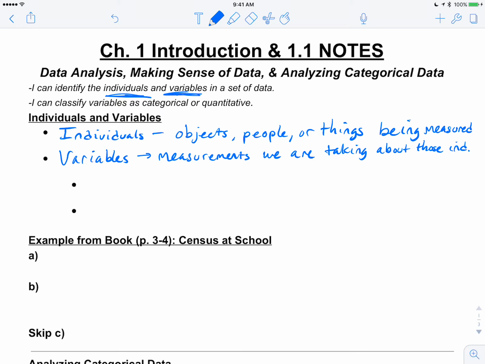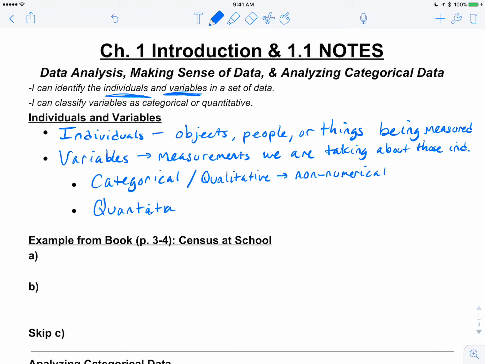Now, variables come in two different types. The first type is categorical. You may previously know it as qualitative. All this information is non-numerical. So colors, favorite teams, foods, stuff that can't be put on a number line. The other type is quantitative. And this is actually strictly numerical information.